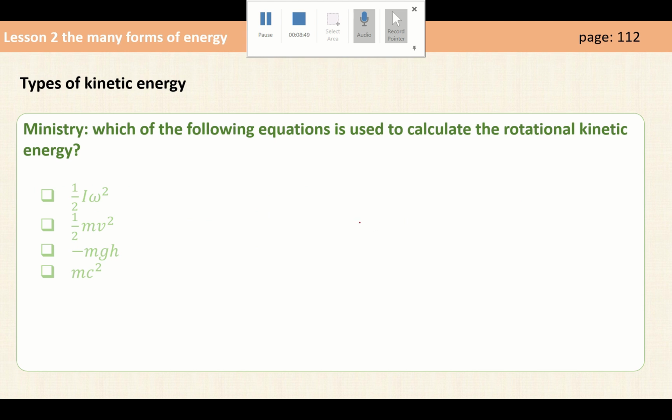Which of the following equations is used to calculate the rotational kinetic energy? That's the first equation, half times I times omega squared.